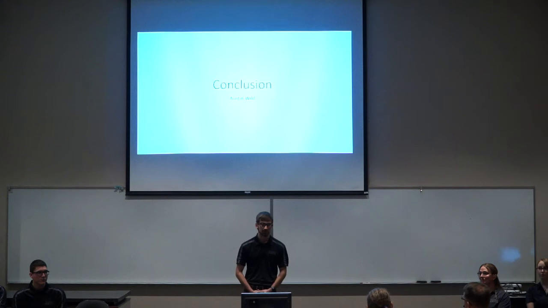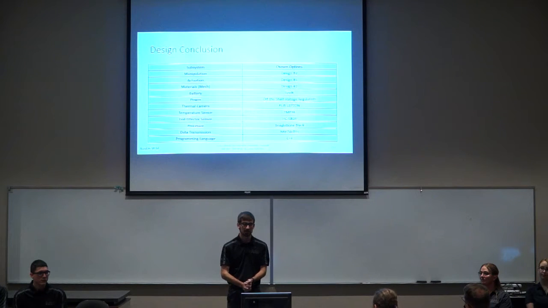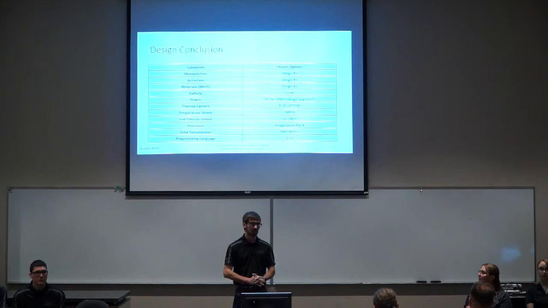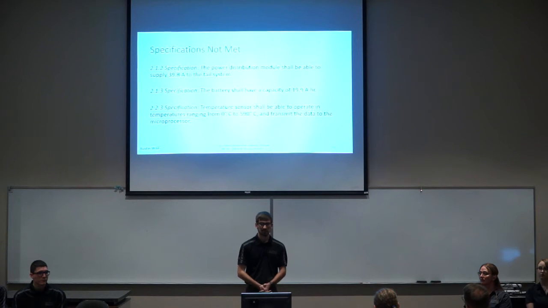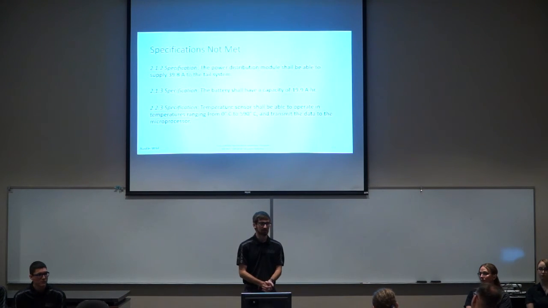In conclusion, this is our design. We spoke about each one of these. Some notes on this: our battery, temperature sensor, and programming language are different than what we decided in our decision matrix, and those reasons were spoken about earlier. The specifications we did not meet were that of our power distribution being able to supply 39.8 amps, the battery being able to have a capacity of 19.9 amp hours, and our temperature sensor having a range of 0 degrees C to 509 degrees C.